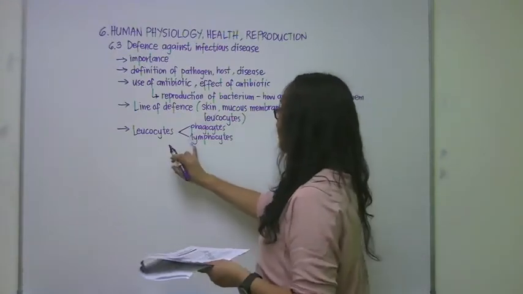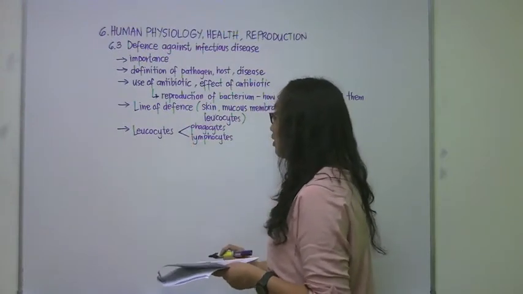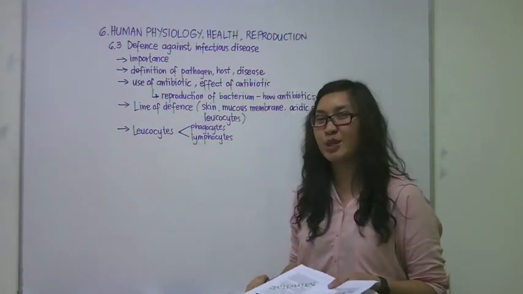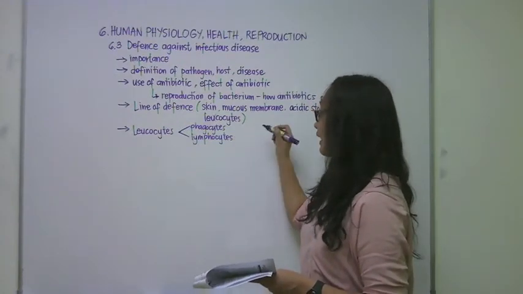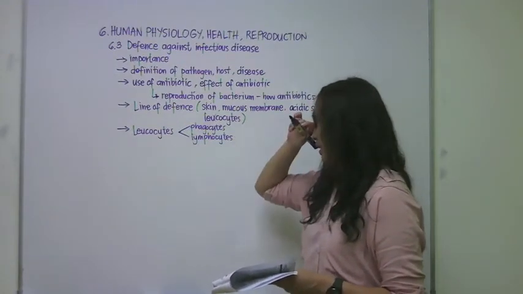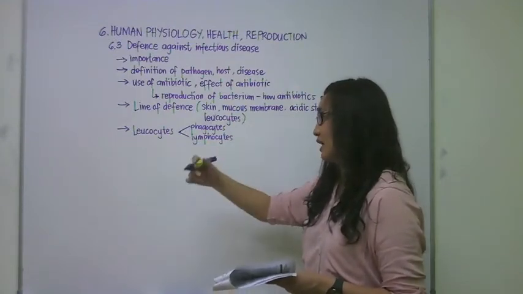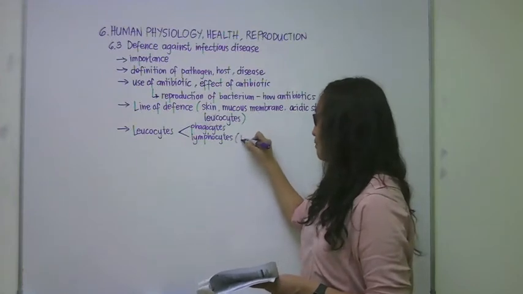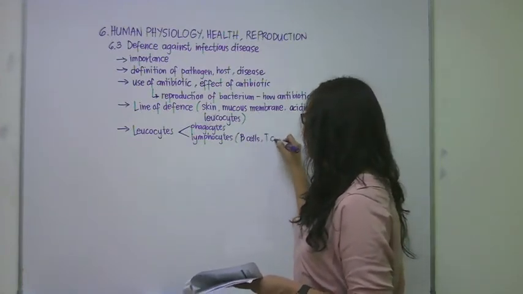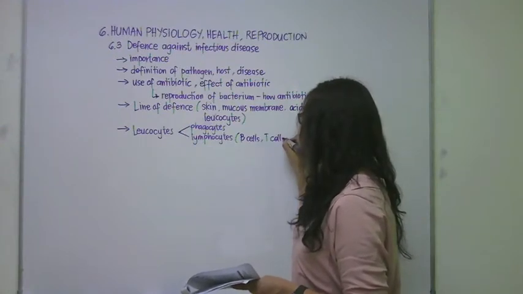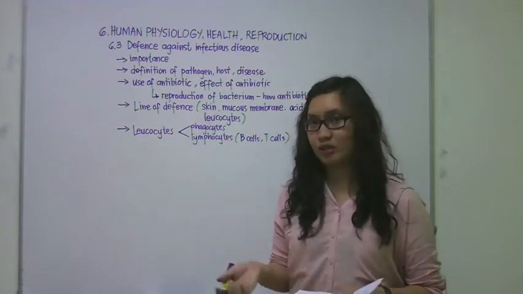The lymphocytes, on the other hand, are the cells that are capable of producing antibodies, more specifically the B cell. Whenever we want to give further detail on the types of lymphocytes, such as the B cells and the T cells, these are only required to be learned in the HL part, which is only for HL students.